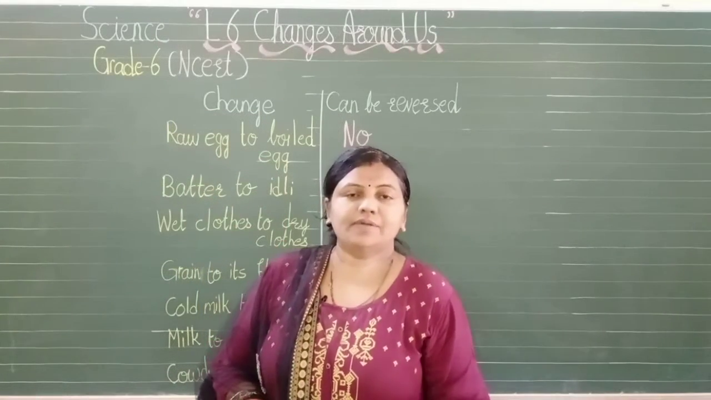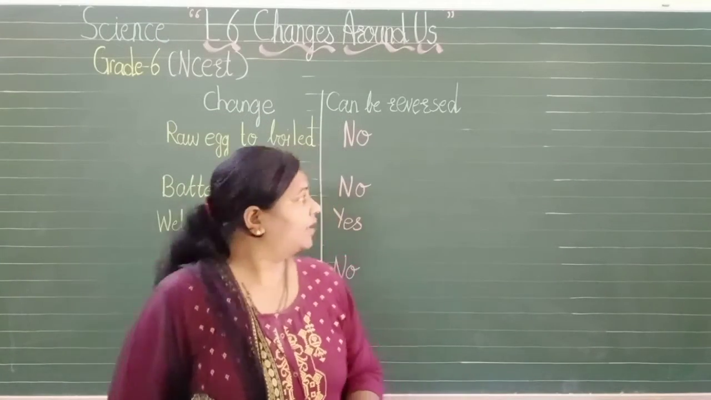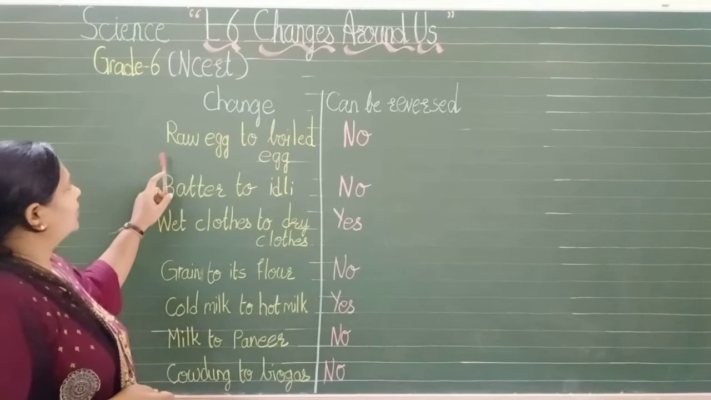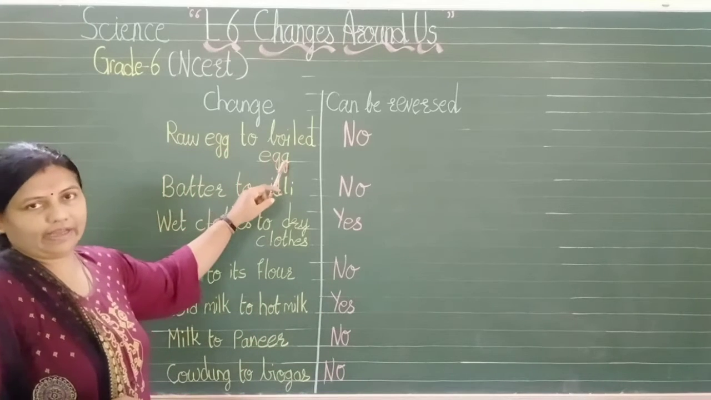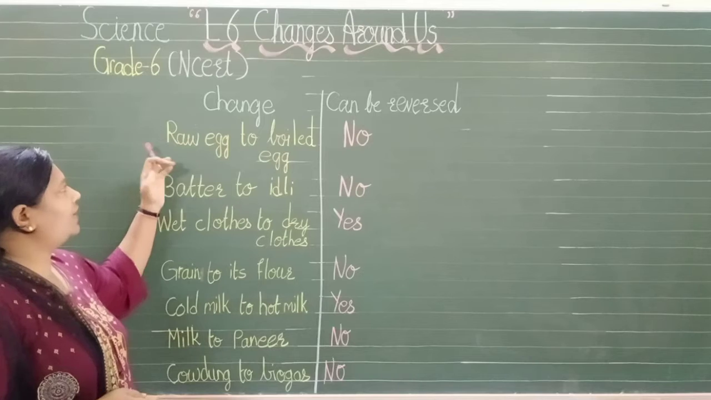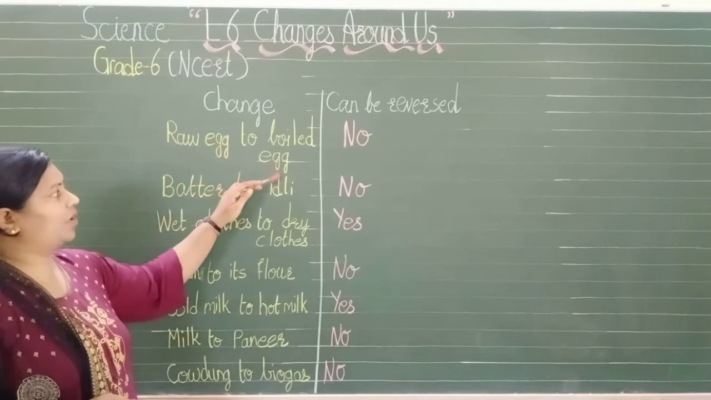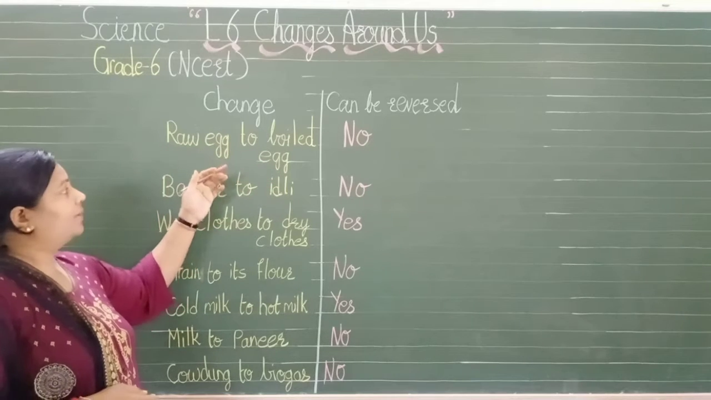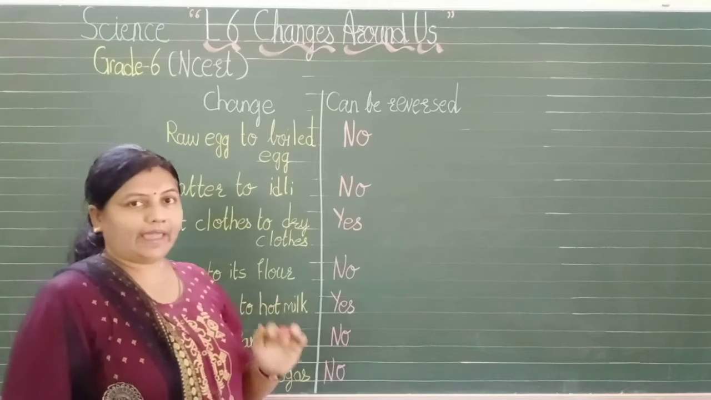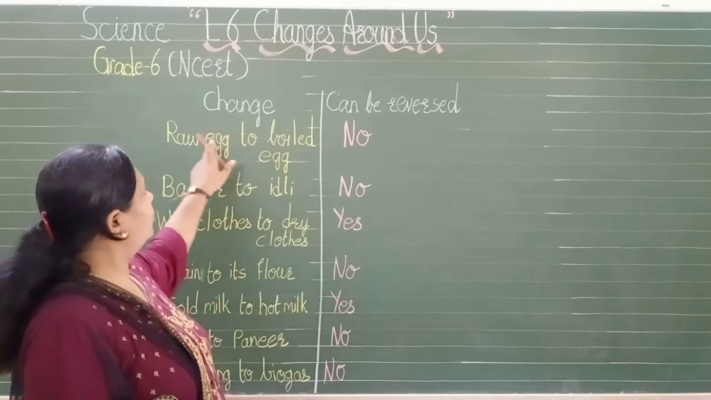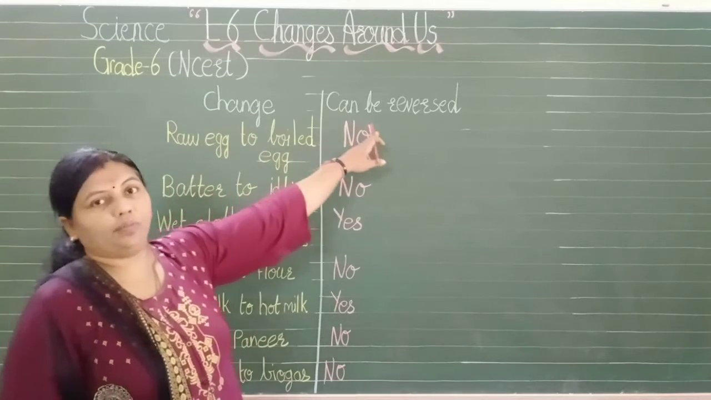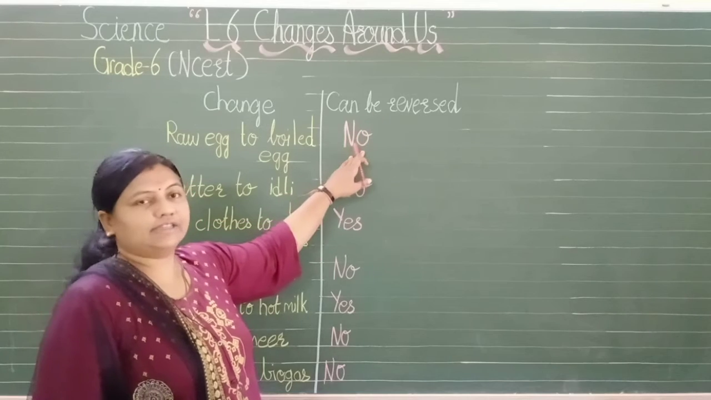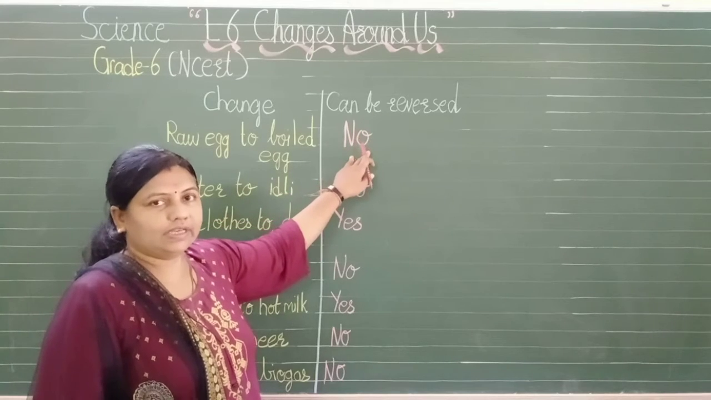Now let us study some more examples. First of all, raw egg to boiled egg. Okay. Now if an egg is raw, we can boil it. But we cannot obtain back the raw egg from a boiled egg. So it cannot be reversed. So your answer will be no, isn't it?